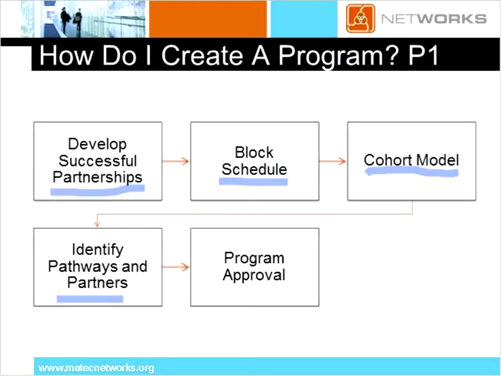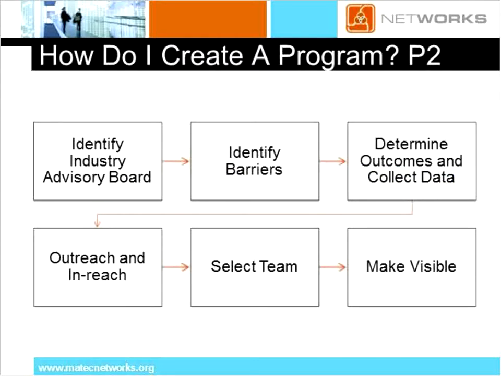Pathways and partners, of course, which direction are they going? Program approval from your school, from the state chancellor's office if that's applicable in your state. Advisory board, of course, right? Identify barriers. We talked about that a little bit earlier. Data collection is really helpful for us. In the first few semesters, we didn't collect that much data, but since then we've been collecting tons, and it's been really helpful for us to find out where our strong points and weaknesses are, and what we can use to make the case to the administration that this is something that's actually working.